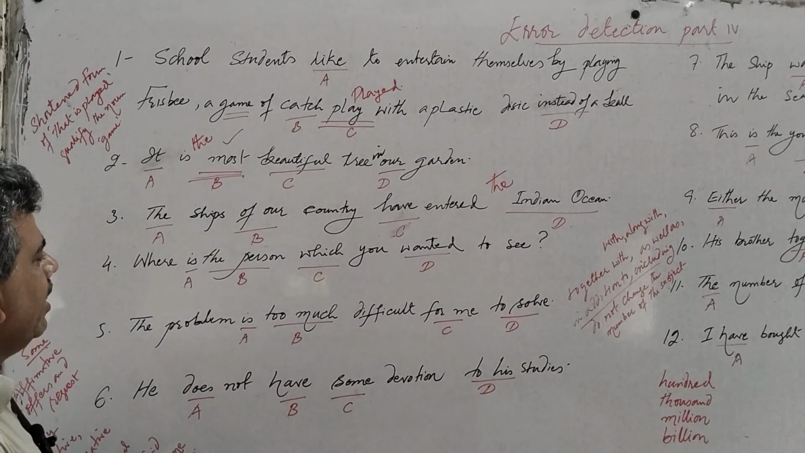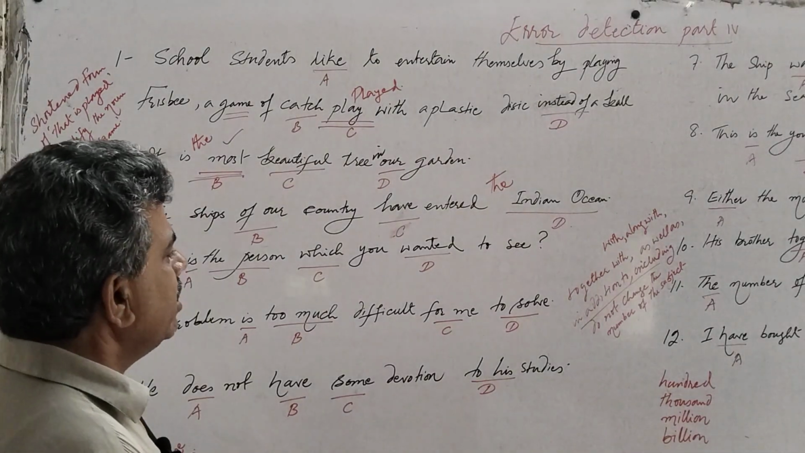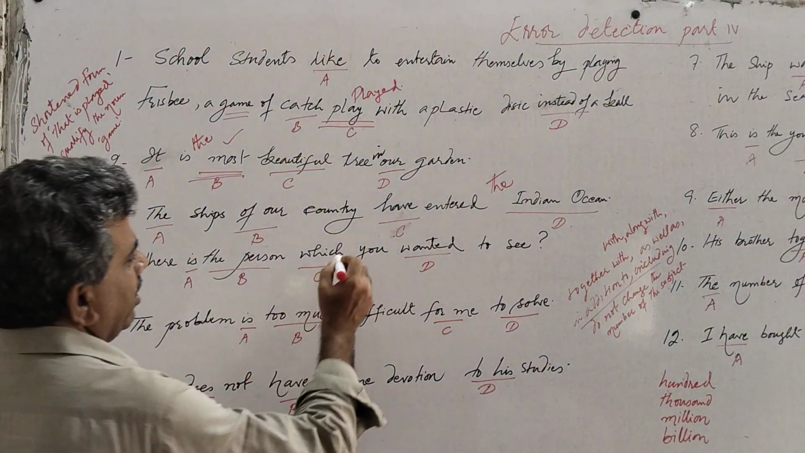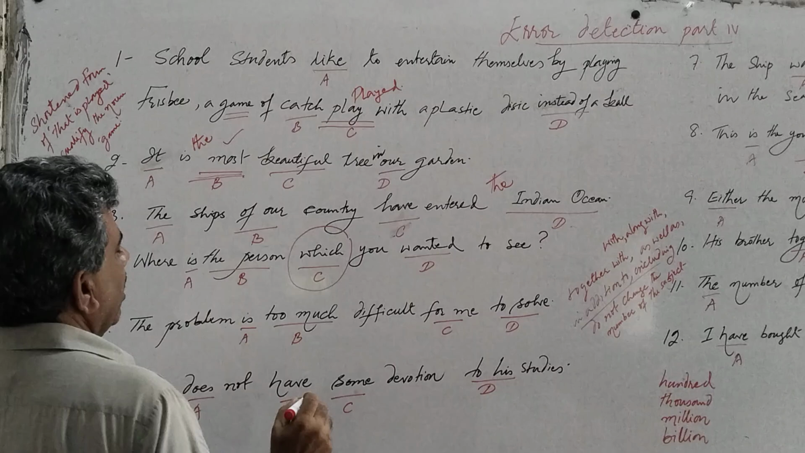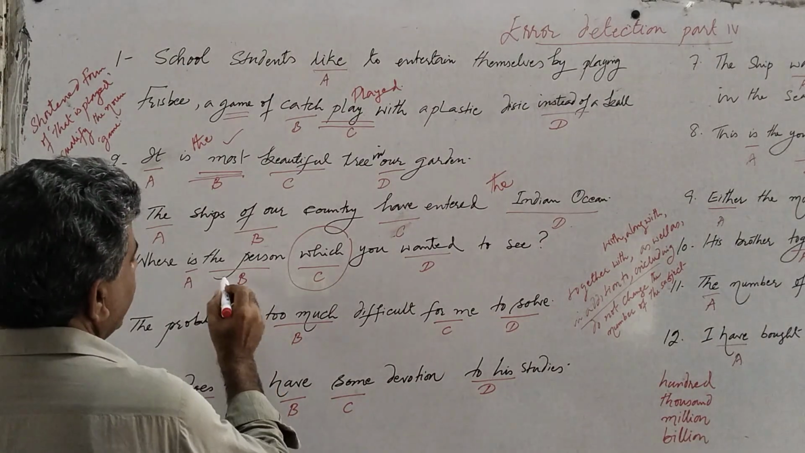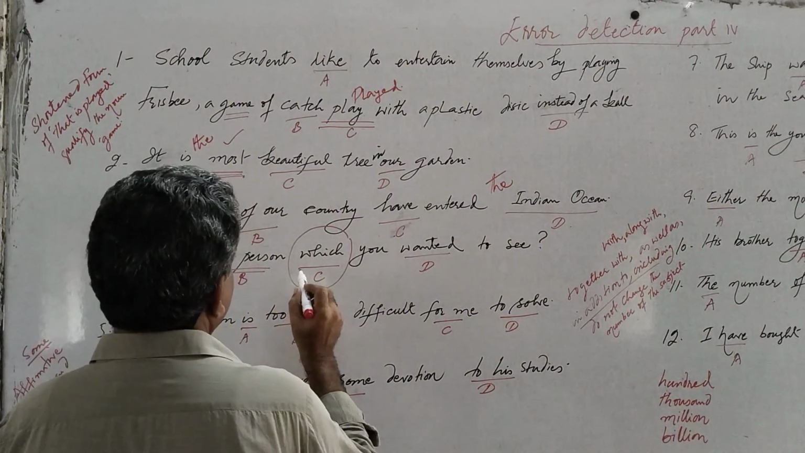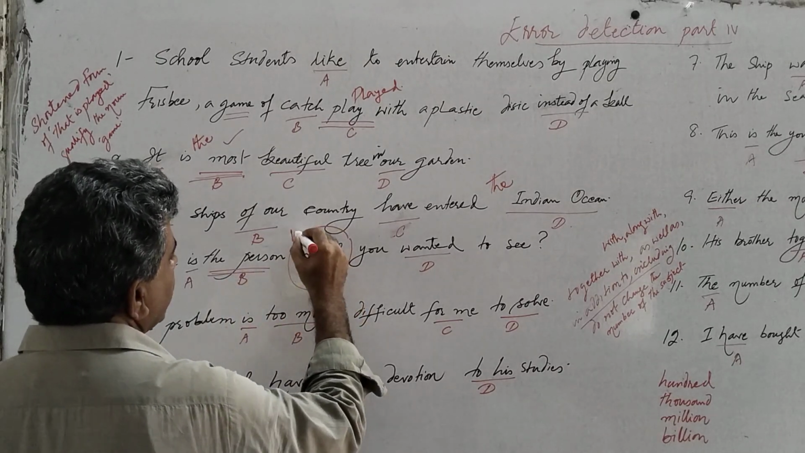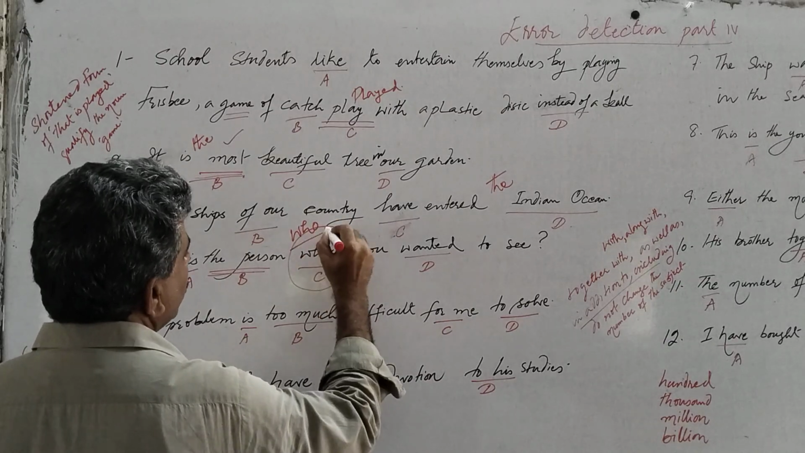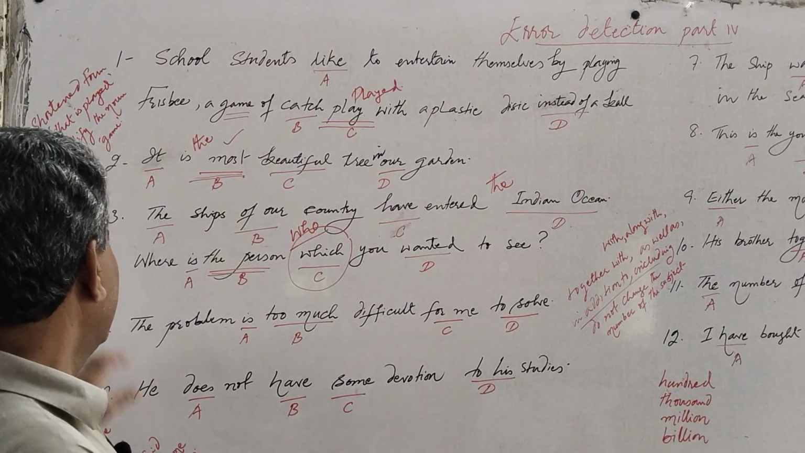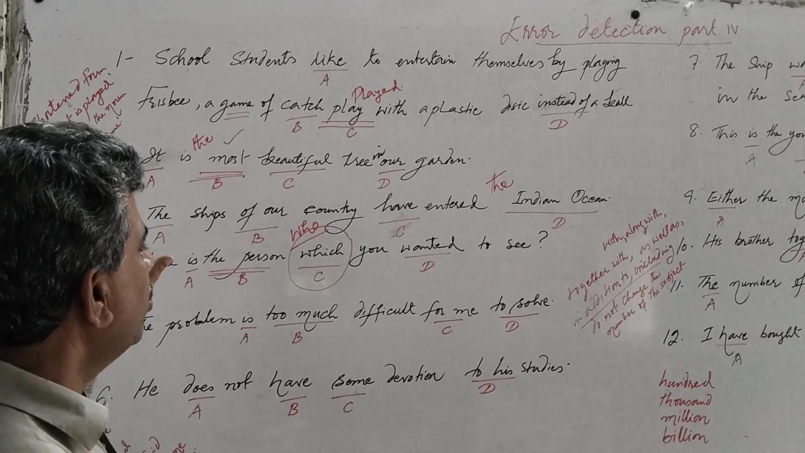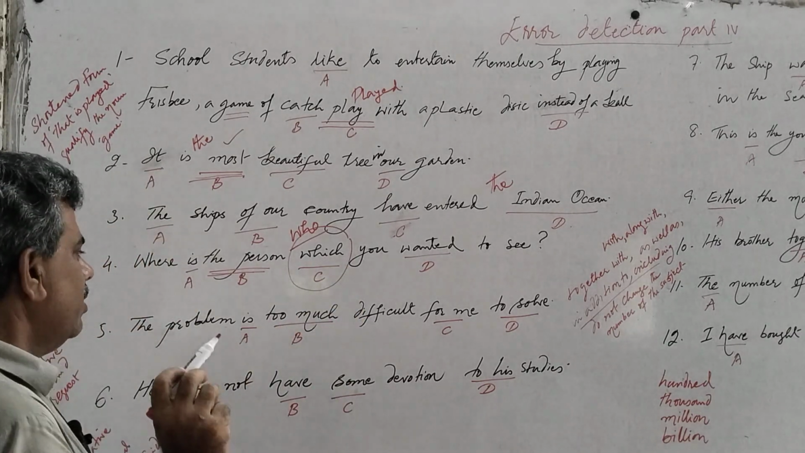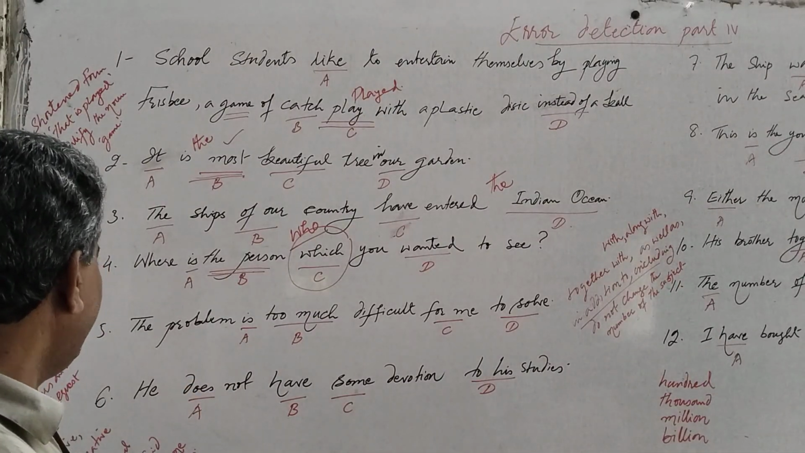We have fourth sentence. Where is a person which you wanted to see? This is also a very simple sentence. We know that we cannot keep which as a relative pronoun when a person is described. So we should remove which and keep the word who that matches to persons. So where is the person who you wanted to see? The mistake is at option number 3C.